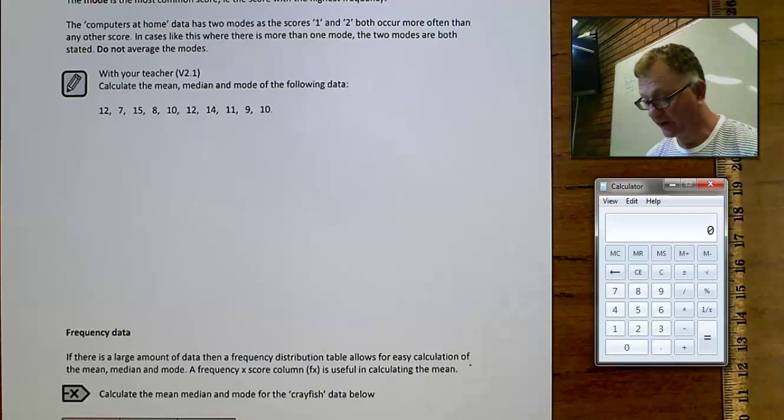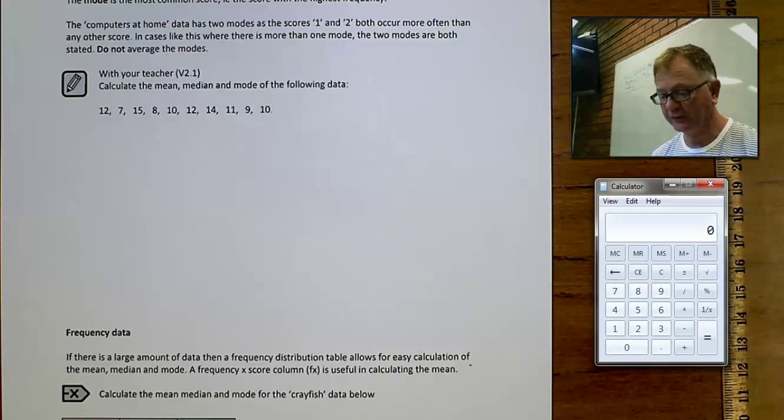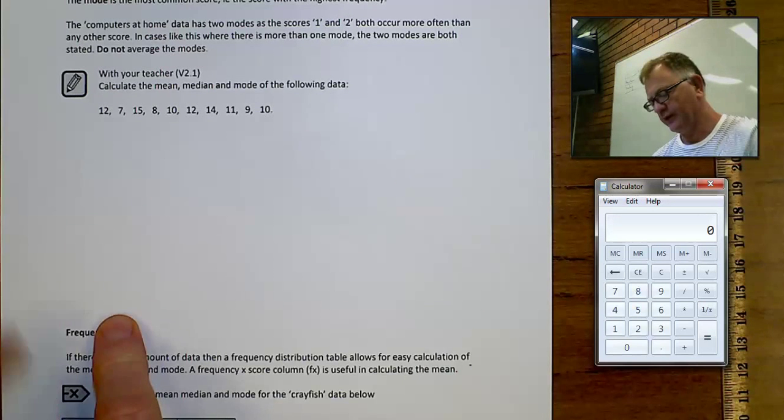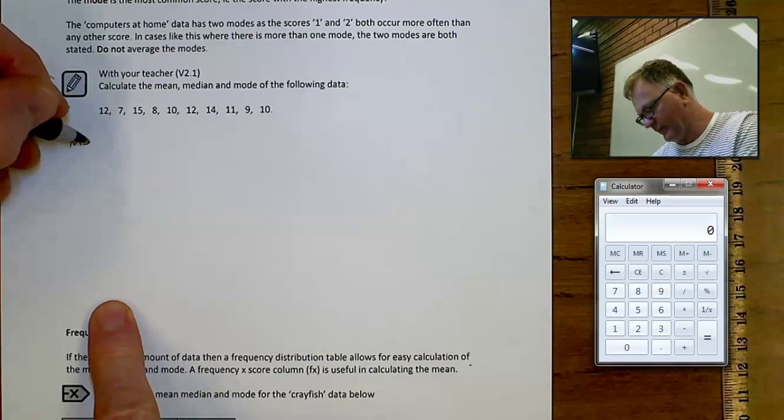We're looking at calculating some statistics here. We're trying to calculate some different statistics which each measure the centre of a group of scores, or if you like, finding one score that's typical of a whole group of scores. Here's our data. And what we're going to do first of all is work out the mean.